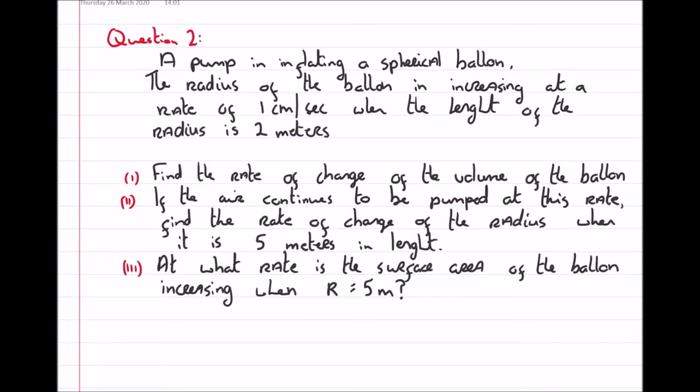Okay, last question then. It says a pump is inflating a spherical balloon. The radius of the balloon is increasing at a rate of 1 centimeter per sec when the length of the radius is 2 meters. Okay, so we have the rate of change with regard to radius over time. So this is what we have. dr/dt. It says find the rate of change of the volume of the balloon. So here's the first question we're doing.